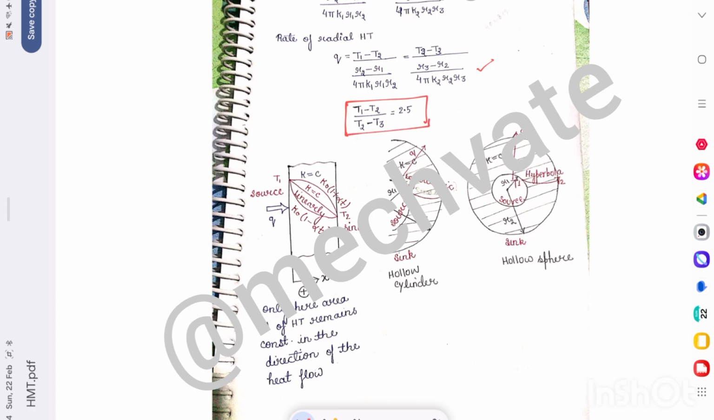In this diagram we show some temperature distributions. This is the slab, this is the hollow cylinder, and this is the hollow sphere. In a slab, the temperature is linear from T1 to T2 when K is constant. If K is not constant and K varies as 1 minus alpha T, then the distribution is not linear.